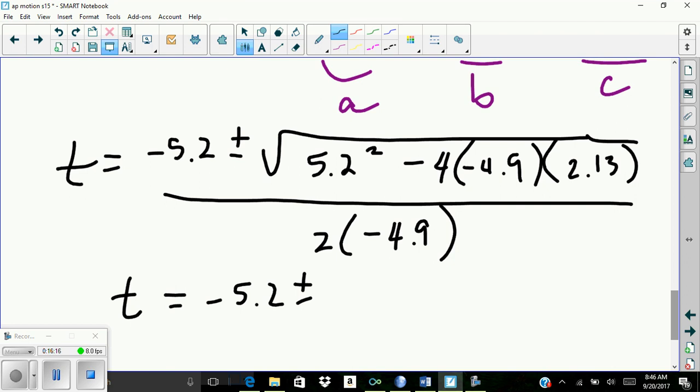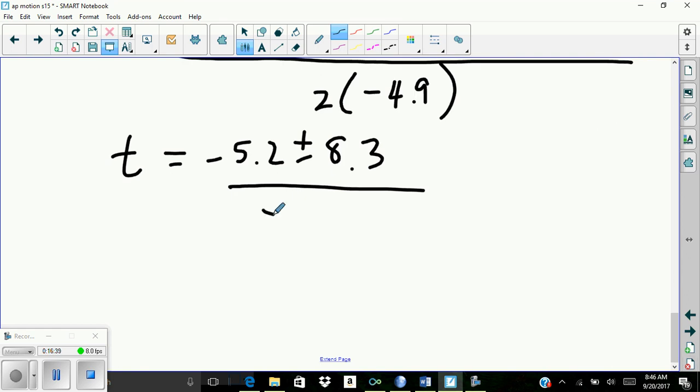And that gives me 68.7-ish. I'm going to take the square root of that number, and that gives me 8.3. And I'm going to take the negative 4.9 times 2, and that gives me negative 9.8. I should have known that. I'm tired. Okay, negative 9.8.